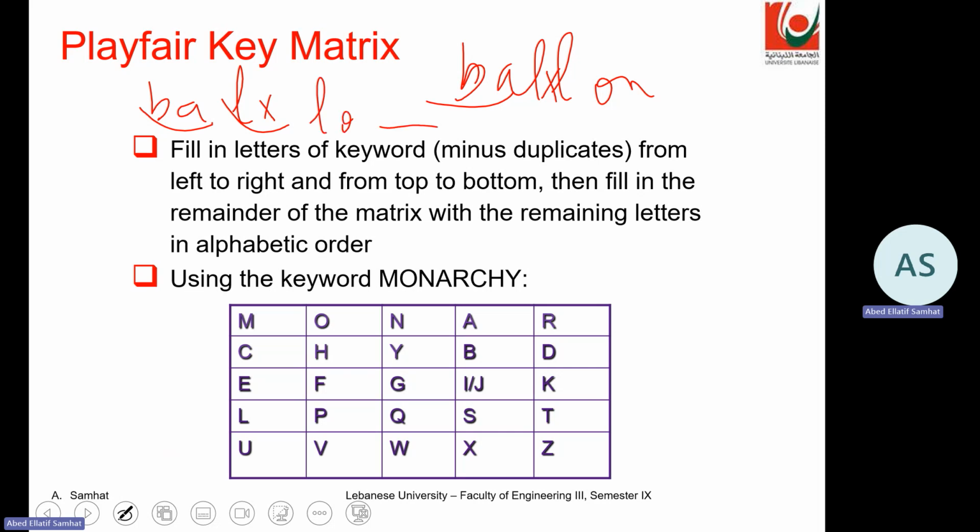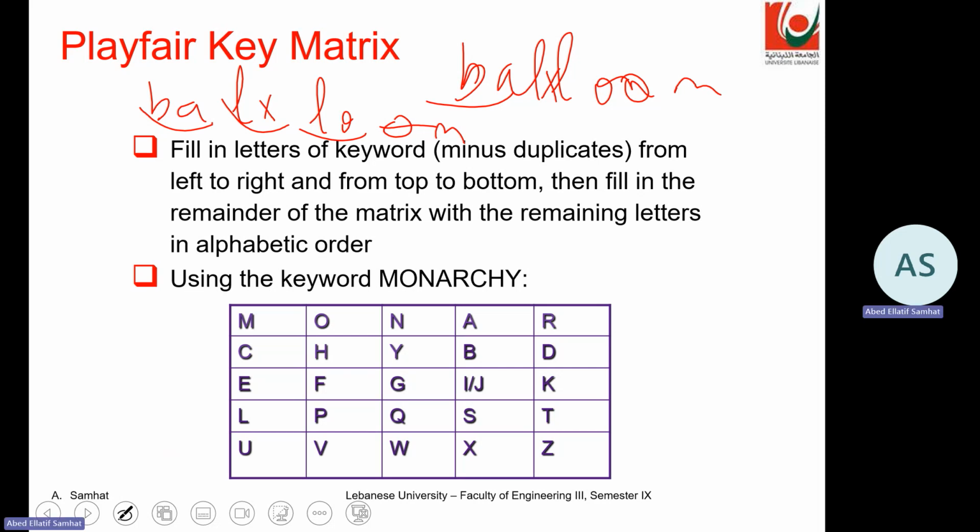Okay, so we have to put an X, and when we recover, it's possible to remove the X. So the objective of this X is to avoid having a pair with the same letter. So in this case, we should encrypt BALXLOON, to avoid having a pair of the same letter.